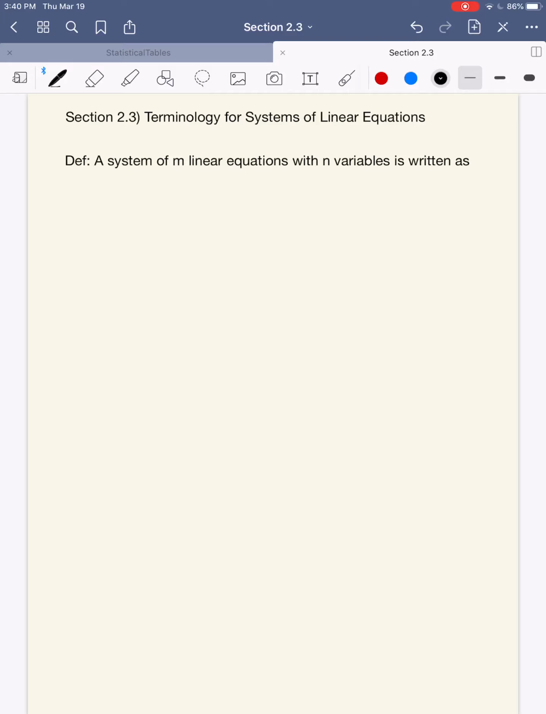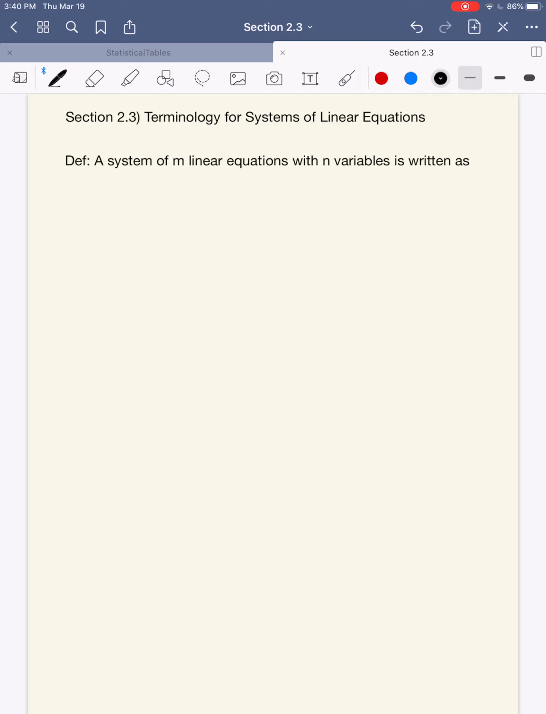The first two sections, 2.1 and 2.2, mostly set up matrices as a new sort of mathematical object and talked a lot about how to do different operations on those matrices, like addition, subtraction, matrix multiplication, scalar multiplication, the transpose, etc.